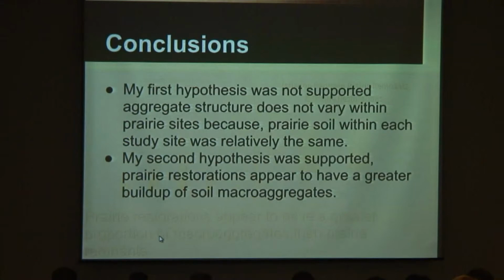My conclusions: my first hypothesis was not supported. Aggregate structure does not vary within prairie sites because prairie soil within each site is relatively the same. My second hypothesis was supported. Prairie restorations appear to have a greater buildup of soil macro aggregates.